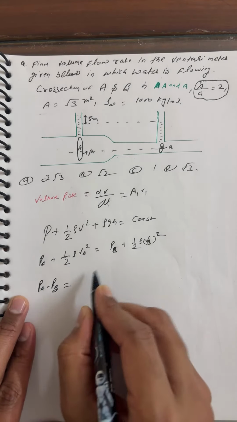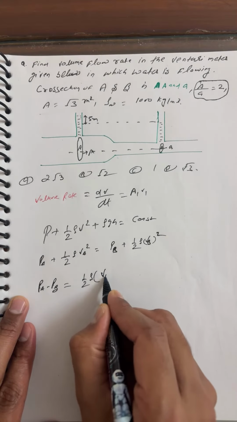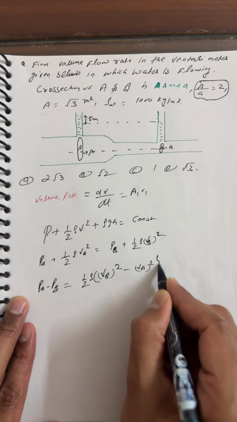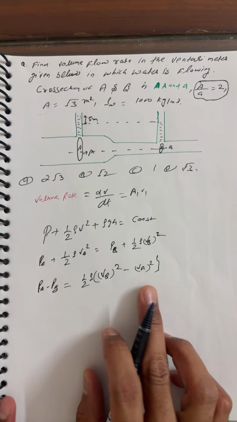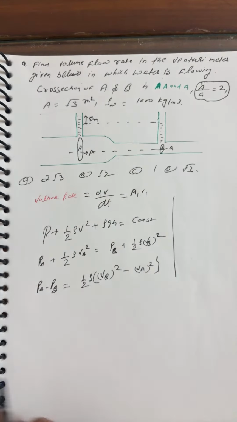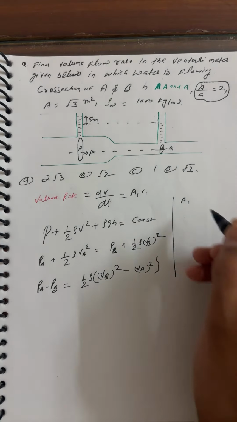PA minus PB. What is it, students? Half rho I can take common. This is VB square minus VA square. We'll get VA and VB from where? We can apply the formula here. Using this condition, I'm using the equation of continuity.